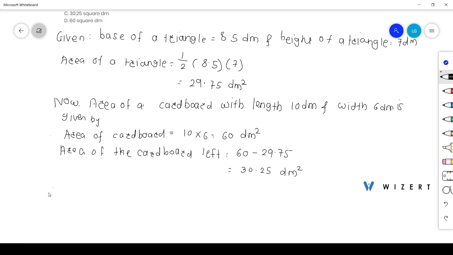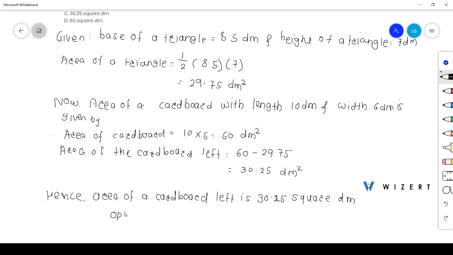Hence, area of a cardboard left is 30.25 square decimeters. So, from given options, we have option C as 30.25 square decimeters.